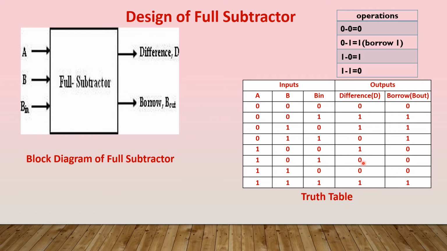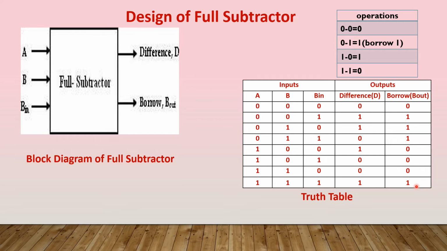So both difference as well as borrow out is equal to 0. Again the next one is 1 minus 1. Obviously 0. So difference is equal to 0. Borrow is also 0. If there are three inputs, that is 1 minus 1 is 0, 0 minus 1. So 0 minus 1, as we know that both difference as well as borrow out is equal to 1. So likewise we can construct the truth table for the full subtractor.